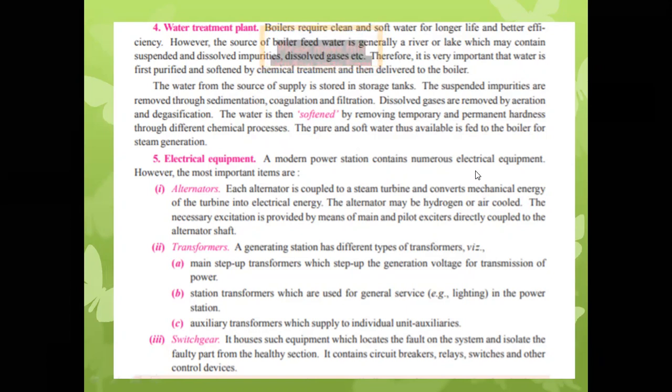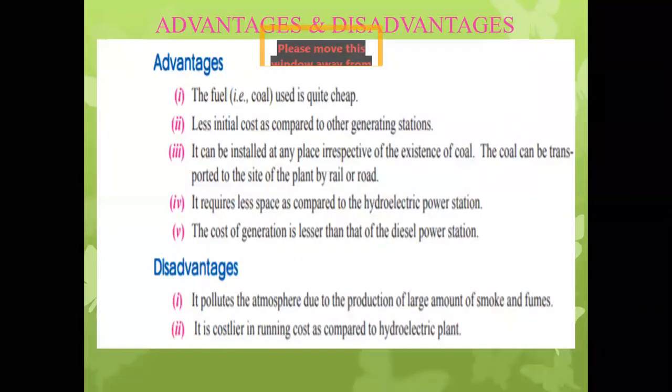We will see in the next slide the advantages and disadvantages of the steam station. Have you got the idea of the various electrical equipment of a steam power station? Yes, sir. Okay. So, the advantages and disadvantages of the steam station or steam power plant.